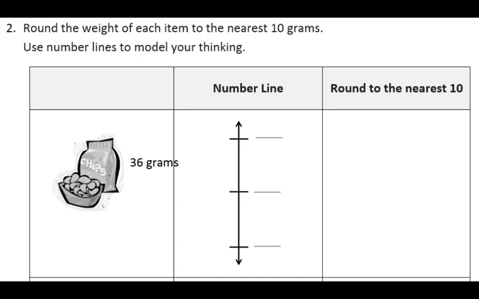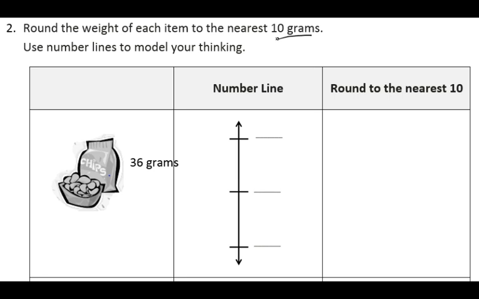We're going to use the same process when we round weights. The directions say round the weight of each item to the nearest 10 grams and use the number lines to model your thinking. So I have some chips. Its weight is 36 grams. We're going to round it to the nearest 10 grams.